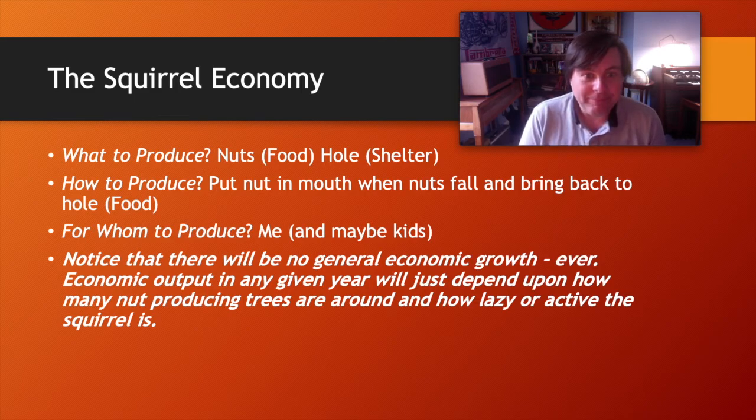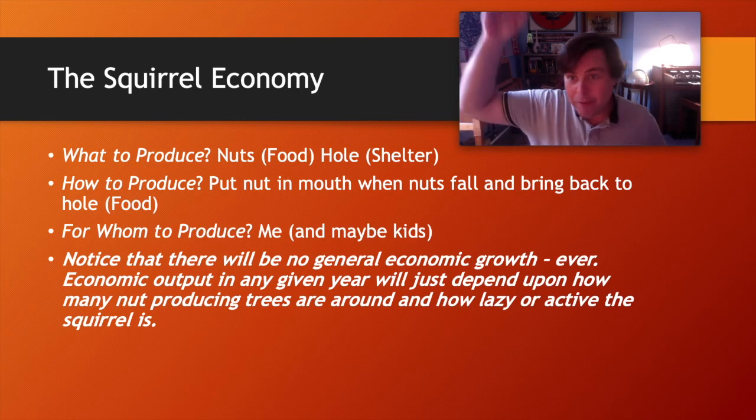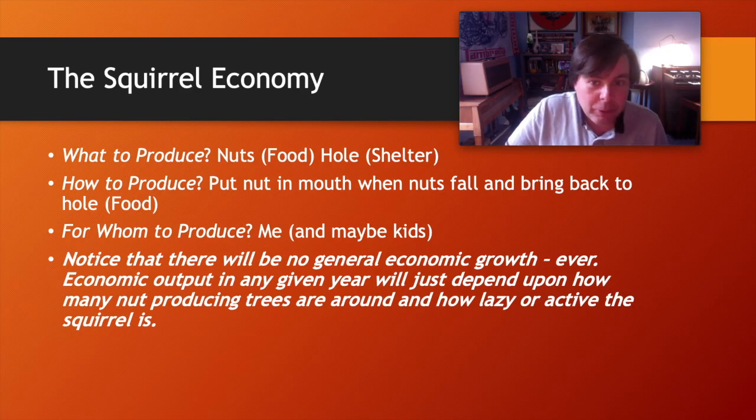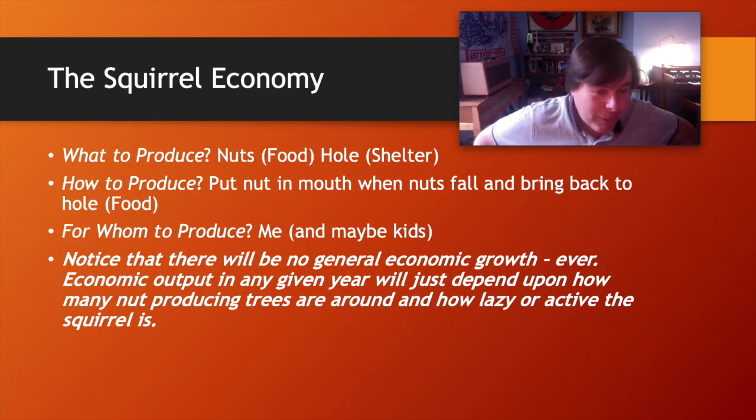Well, then how are they going to produce those things? We know how they do that. They run around on the ground, they put the nuts into their mouth when they fall from the trees, and then they bring those back to the house. So the question of how to produce, pretty straightforward. The question of what to produce, pretty straightforward. How to produce the hole of shelter? Well, either you dig a hole in the side of a dead tree, or you gather up some leaves and branches and you make a nest out of it using your mouth again. Pretty basic economic questions.